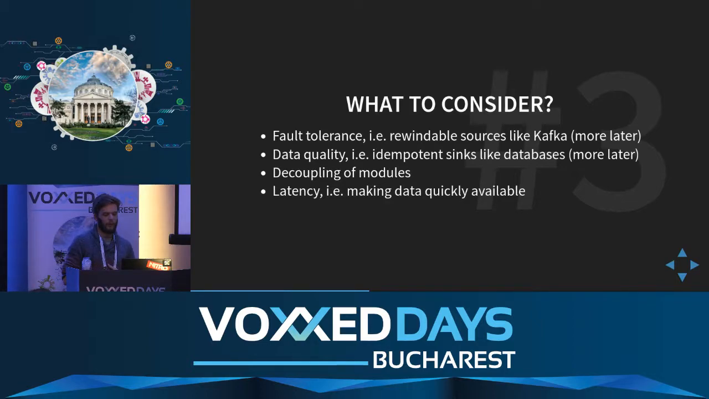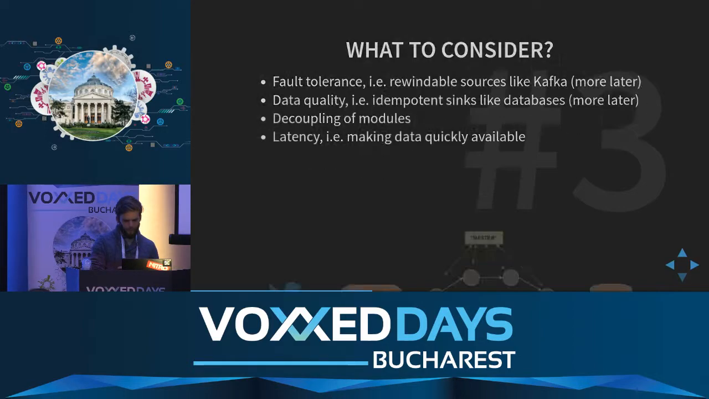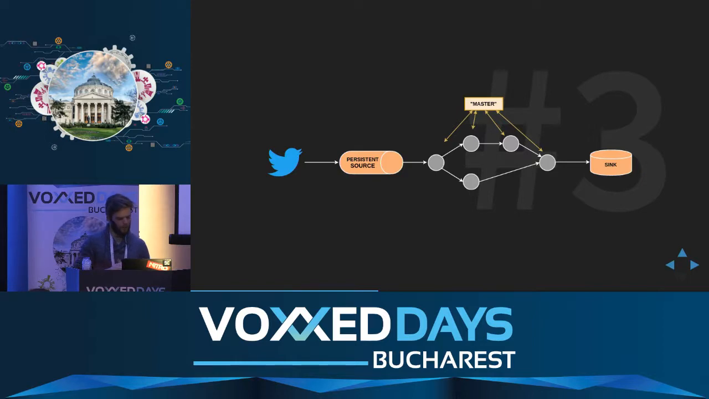Another part is, of course, also latency. Depending on what sources and sinks you need, data can be made more or less quickly available. We'll get to this also in a second. So now our application looks kind of like this. We have something that gets the Twitter data into some persistent source. We have our application, and then we write it somewhere, either a database or some other source for the next application. And now we really get into details about how we process data.